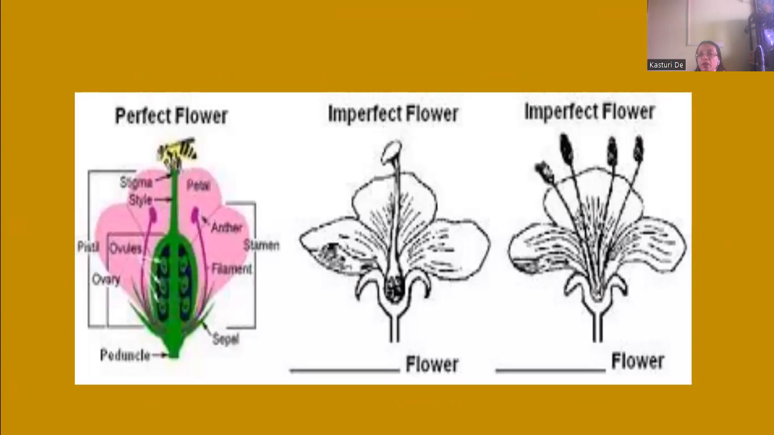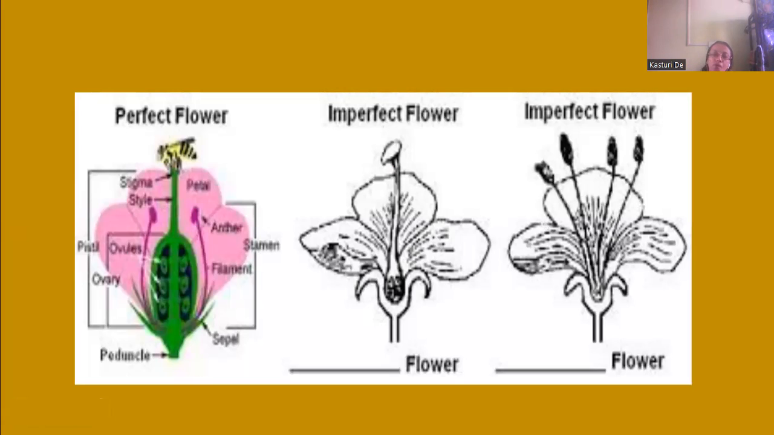See, this is the perfect flower where all the whorls are present. This is the sepal, these are the petals, then the androecium, that is the stamens, and the carpels. This is a perfect flower. Now, imperfect flower means one or more whorls missing. Here we do not find the stamens, so that's an incomplete or imperfect flower. Here the carpel, the pistil, is missing. Therefore, it is also an imperfect flower.